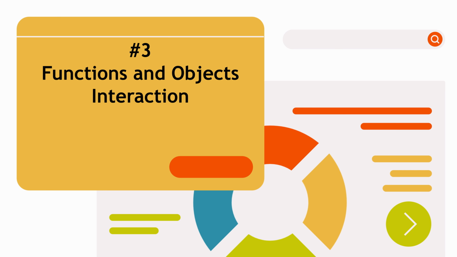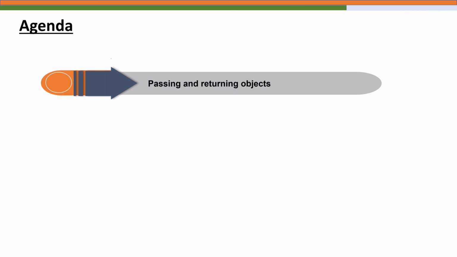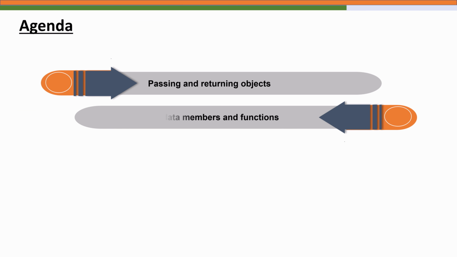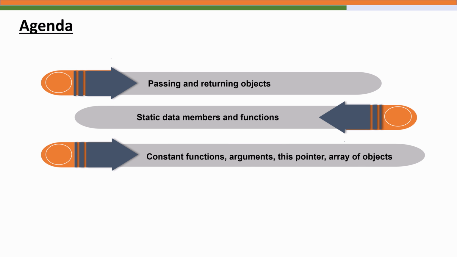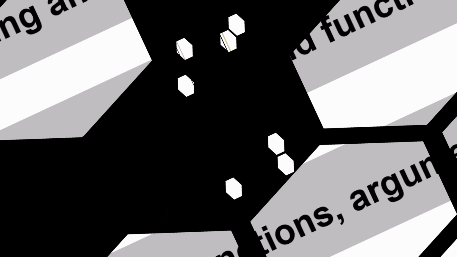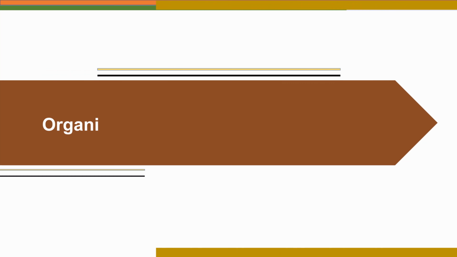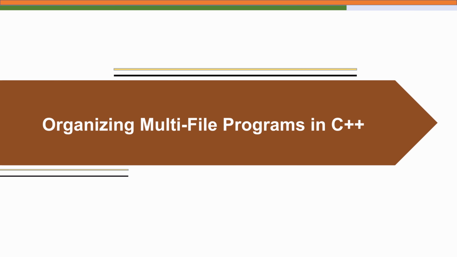How do objects actually interact with each other and with functions? After all, in any real-world program, objects do not exist in isolation. They constantly send and receive data. So in this session, we will explore how the objects can be passed to functions, returned from the functions, and what happens under the hood when this occurs. We will also see how constructors play a role in these interactions, especially when passing by value and passing by reference.